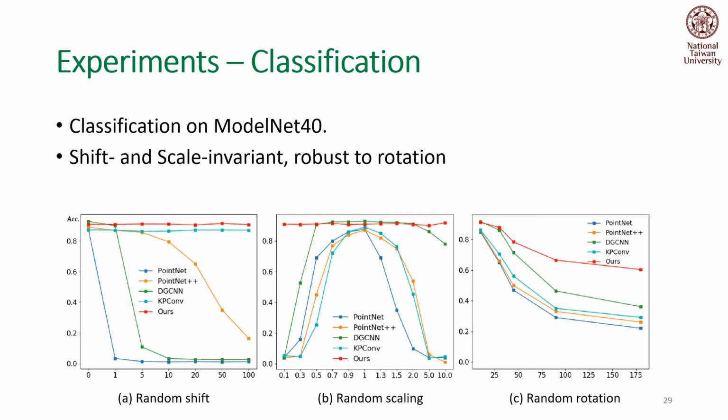Furthermore, we evaluate the classification performance under various shape transformations. This plot shows the results for random shift, random scaling, and random rotation respectively. For random shift and random scaling, we can see that the performance of previous methods degrades according to this transformation, while ours, denoted in the red line, remains constant, indicating the nice property of shift invariance and scale invariance. For random rotation, our model is also more robust than the previous methods.